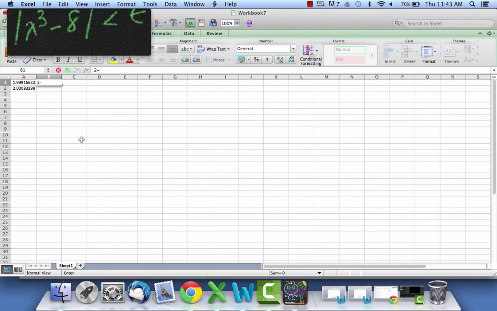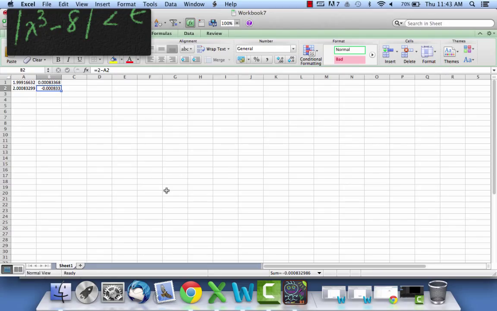And then I'm going to do 2 minus A1. Okay, those are very similar. I was hoping they'd be less similar. 0.00833368, 0.000833. So the point is that the distance each of these is from 2 is different.